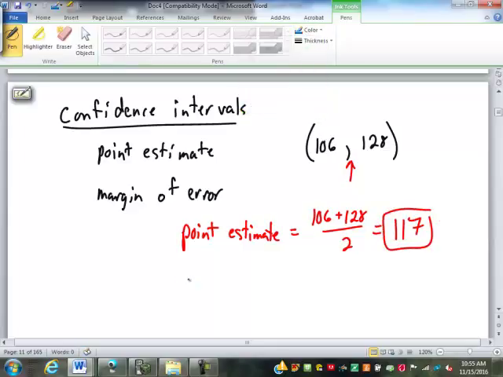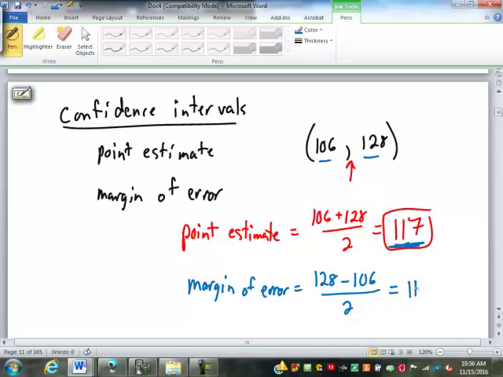Margin of error. Once I have the point estimate, I could just take the point estimate and subtract one of those two numbers to get the difference. Or I can just find the range of the interval, 128 minus 106, and divide that by 2, which is going to give us 22 divided by 2 is 11 as our margin of error. So that would be plus or minus 11 would be the margin of error.